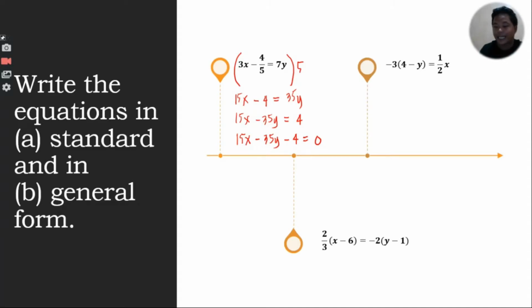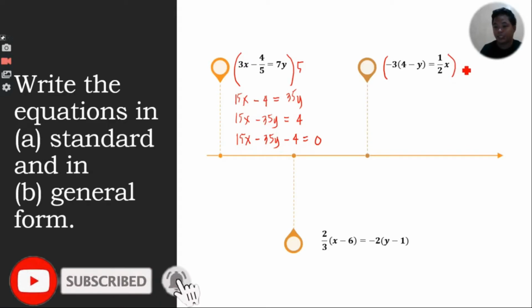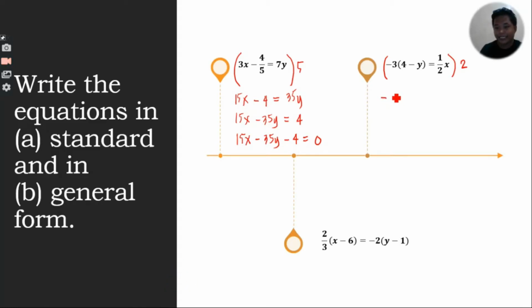So, ayan na po. Let's try this one. Since we also have a term which is a fraction, we're going to multiply by the LCD. So, ang multiply po natin ay 2. Then, we have negative 6 times the quantity 4 minus y is equal to x. So, sa negative 3 lang po tayo nag-multiply ng 2 and i-distribute na lang po natin siya sa quantity 4 minus y.